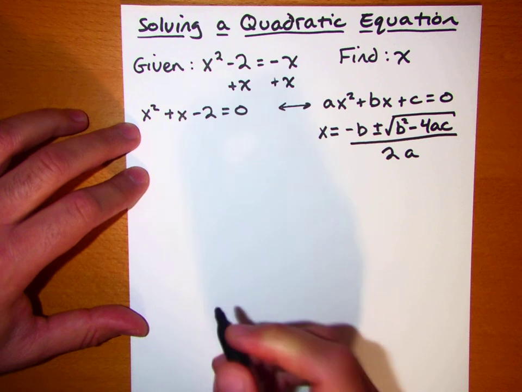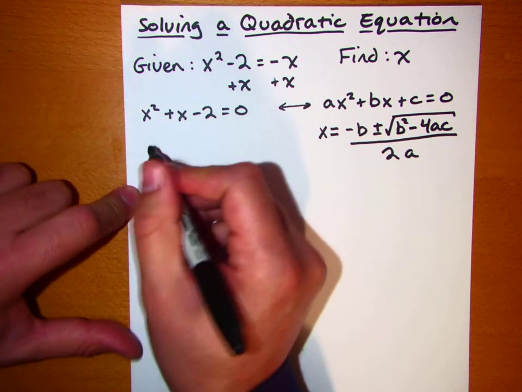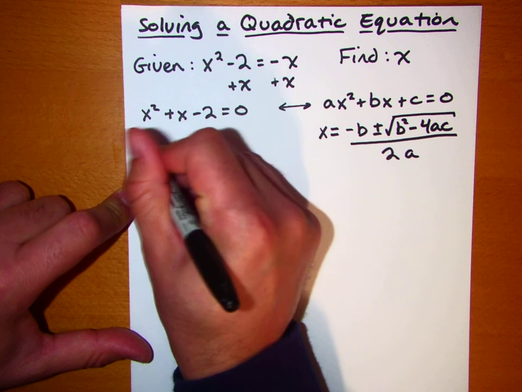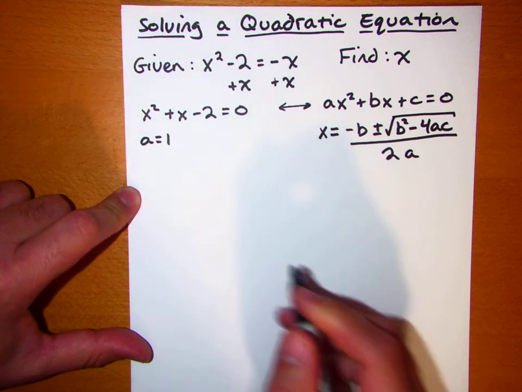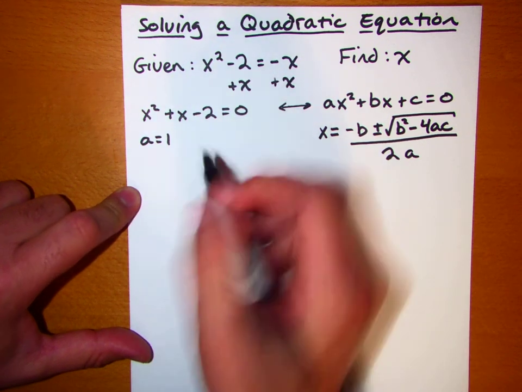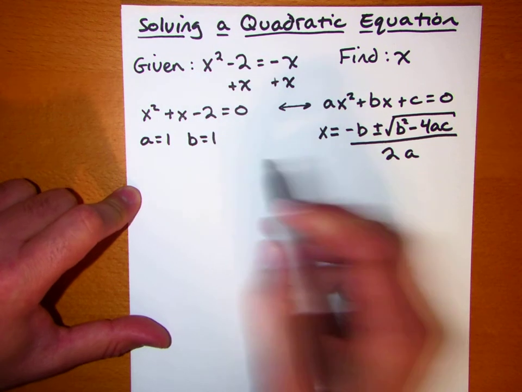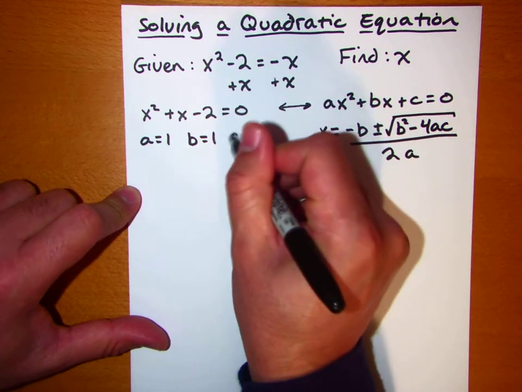Well, in our case, in this particular example, let's see what we have here. We've got a is equal to 1, times x squared. We've got b is equal to 1, times x. And we have c is equal to negative 2.